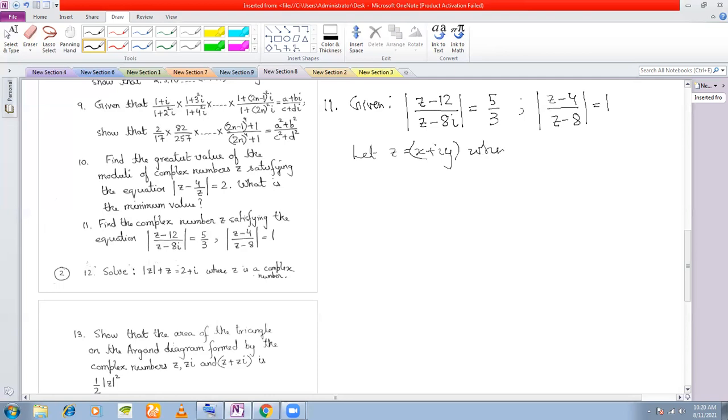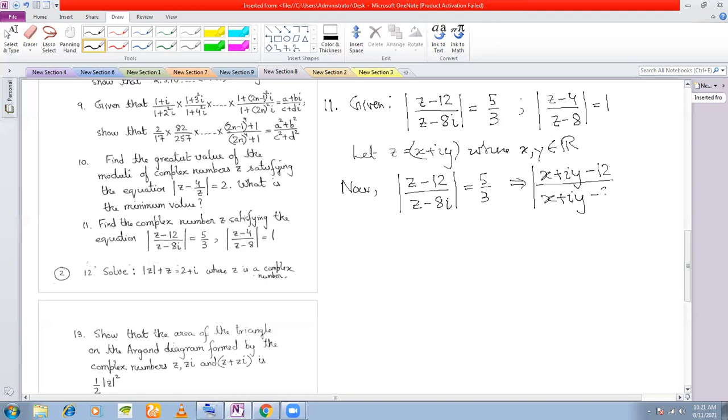where x and y both are real. You don't need to write x and y are real. X plus iy means x and y have to be real. Anyway, so now look at the first relation. You've got mod (z minus 12) divided by (z minus 8i) is equal to 5 by 3. Put x plus iy in place of z. (x plus iy minus 12) divided by (x plus iy minus 8i) is equal to 5 by 3.